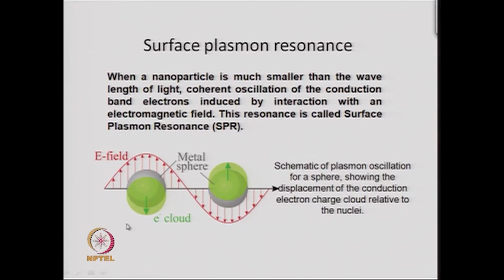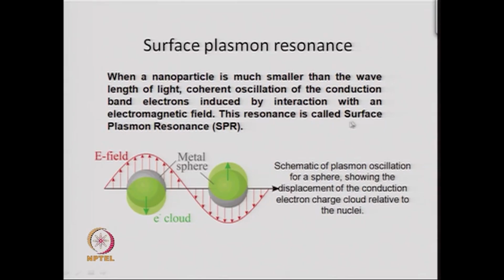In that case, there can be an oscillation of the conduction electrons, because in metals you have conduction electrons, the electrons are present in the conduction band. So, these electrons can have coherent oscillation if the size of the particle is much smaller than the wavelength of the light which you are passing.